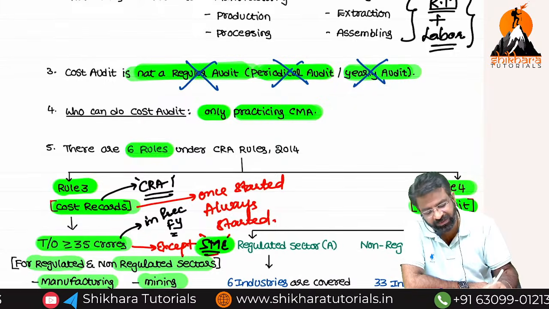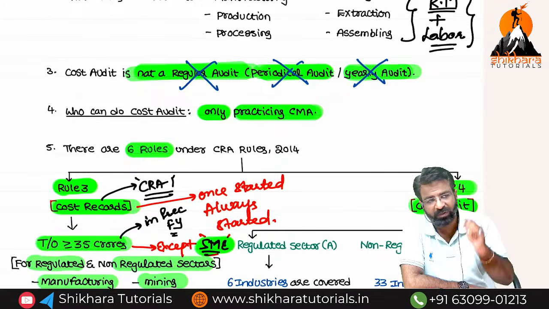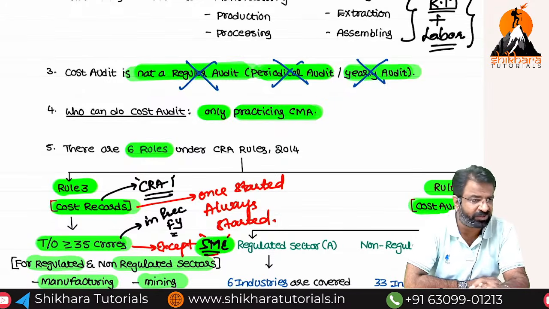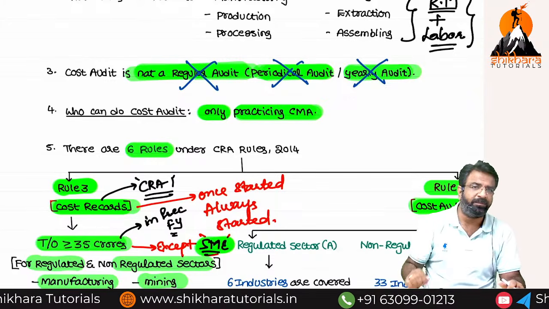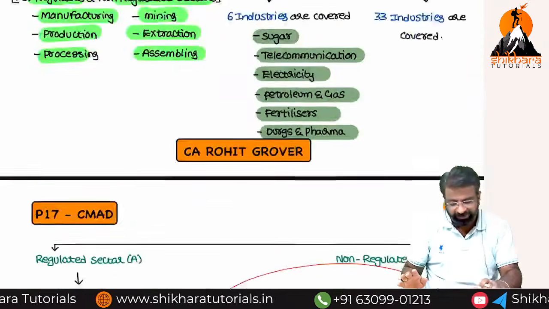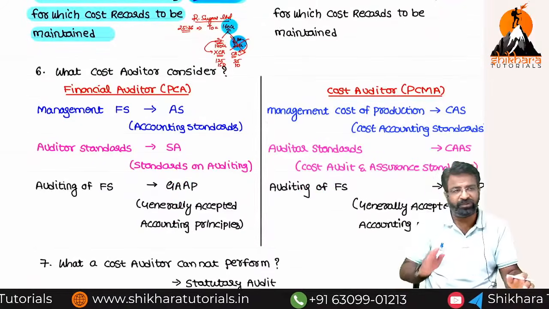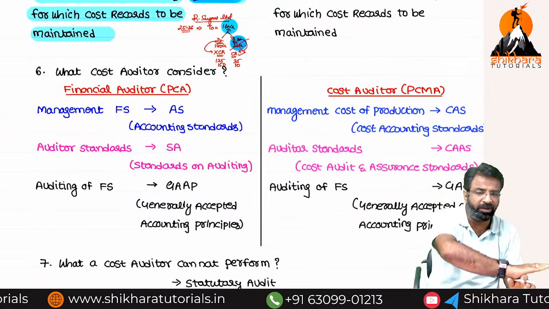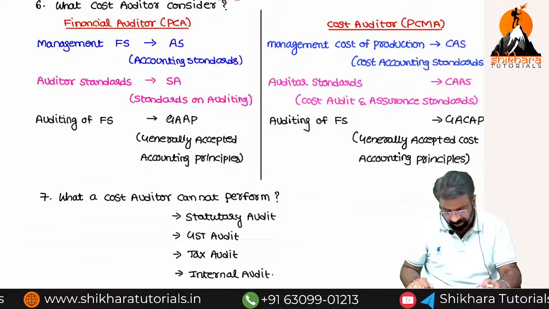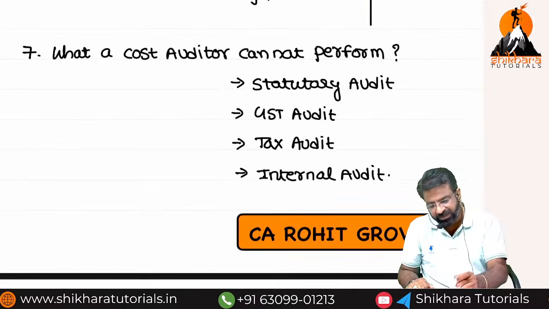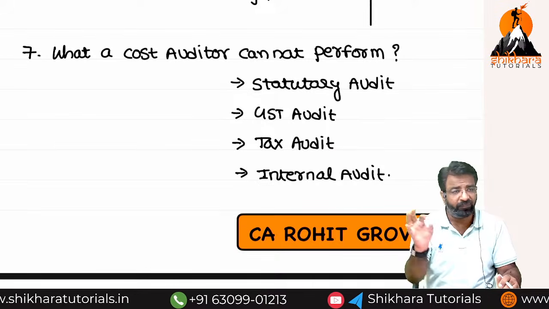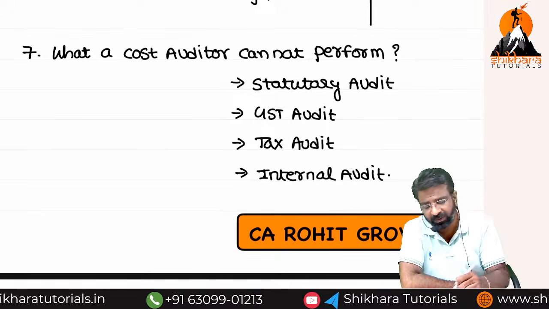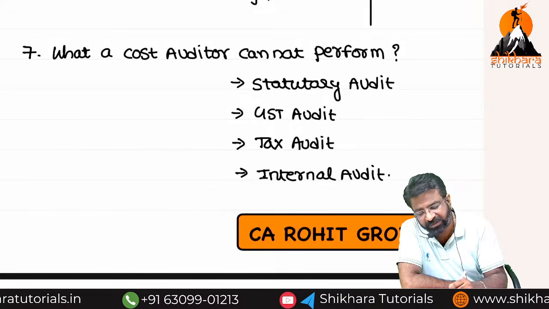So audit is turnover based, but in the cost records, once you start preparing the cost records, there is no stopping. Once applicable, always applicable. Clarity up to this point? And that is the major difference between the cost auditor and financial auditor. Now, let's understand. Sir, what cost? This is all given under one section only. Right now, we are doing only one section.